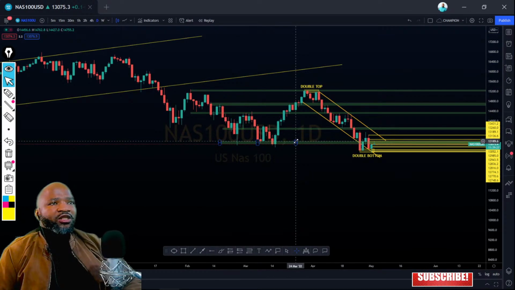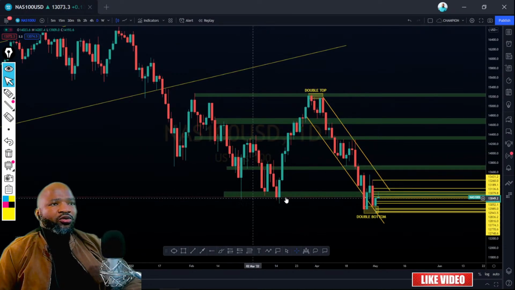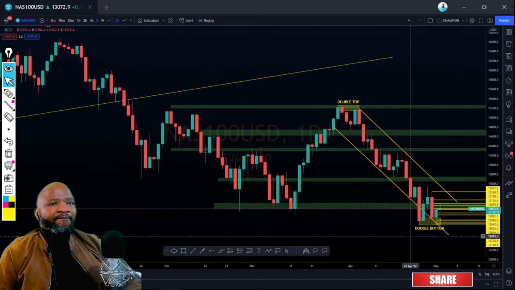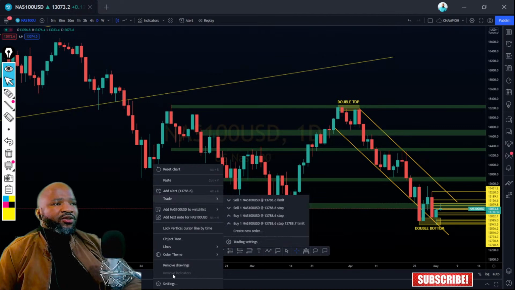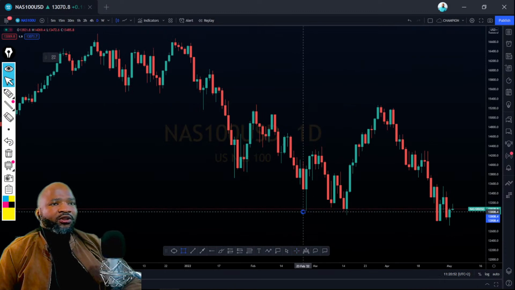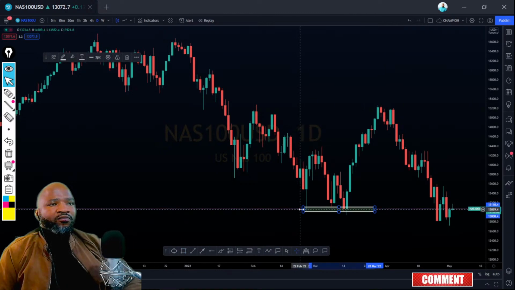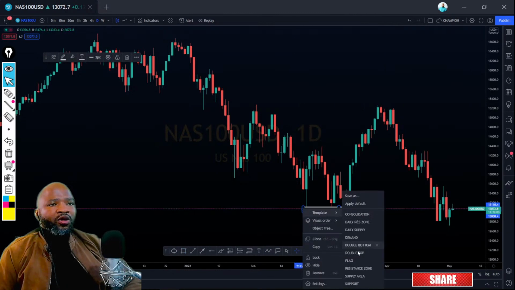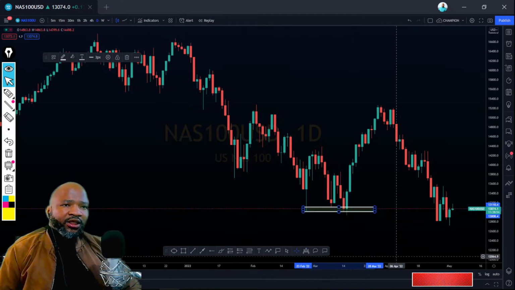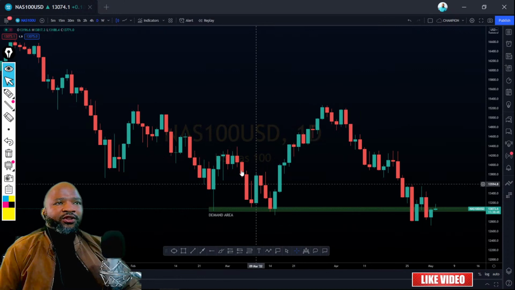This level was respected. The price presented this level to us as a support previously and broke out of it, but still, let me clear this so that it could be clean, could be visible. This area was presented to us as our support, our demand area, and the price broke out of it. Remember, this is daily.